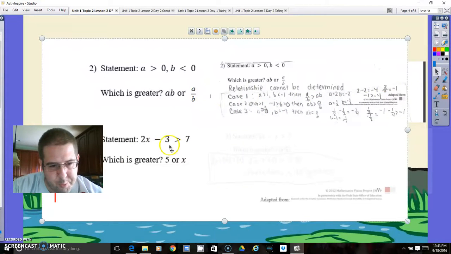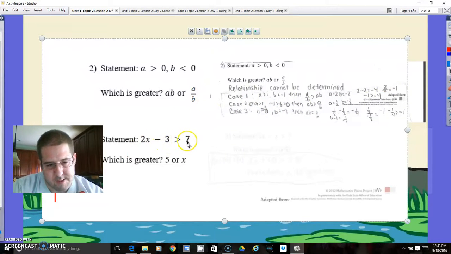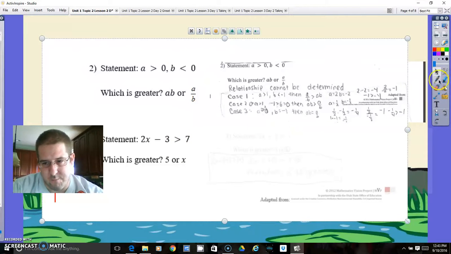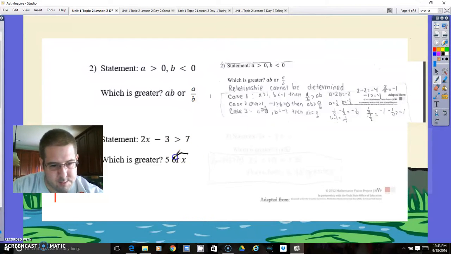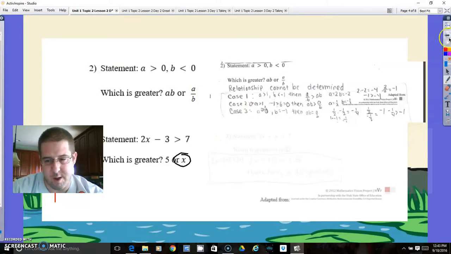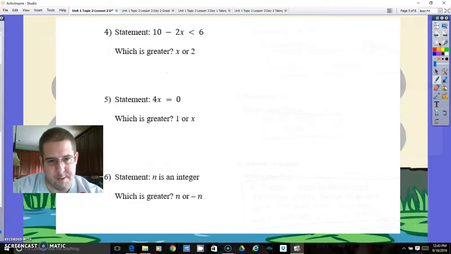All right, so question number 3, 2x minus 3 is greater than 7. Which is greater, 5 or x? Well, if you just solve this, you find out that x is greater than 5. So, if you solve it, x is greater than 5, well, boom, then x must be greater than 5. There you go, straightforward. Okay, that one's pretty easy.